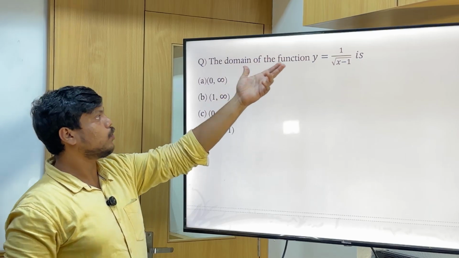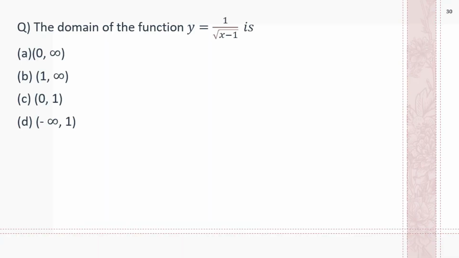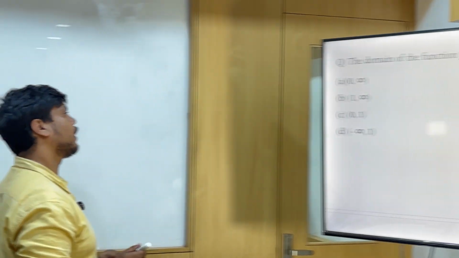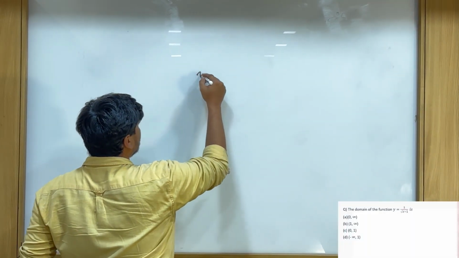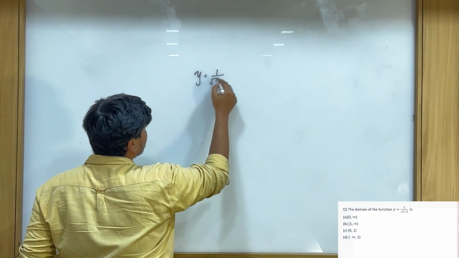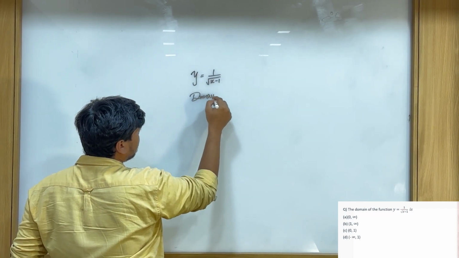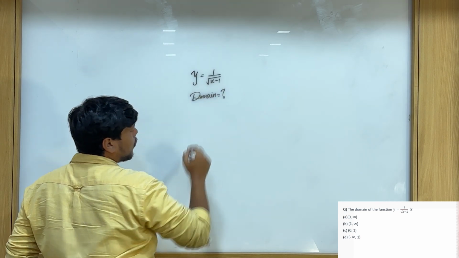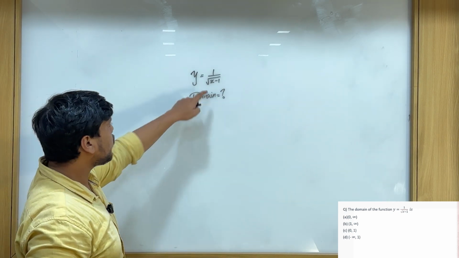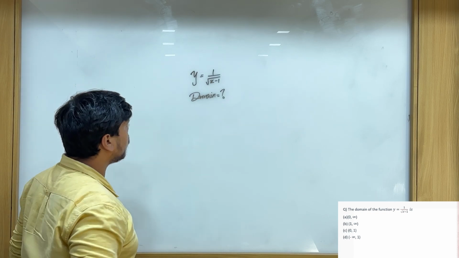Guys, the question is: the domain of the function y equals 1 over root x minus 1 is what? We have a function given, 1 over root x minus 1, and we have to find the domain of that function. How to do that? First thing, we have the function here and we are supposed to find the domain. What is the domain? The values of x I can take to get the value of y.